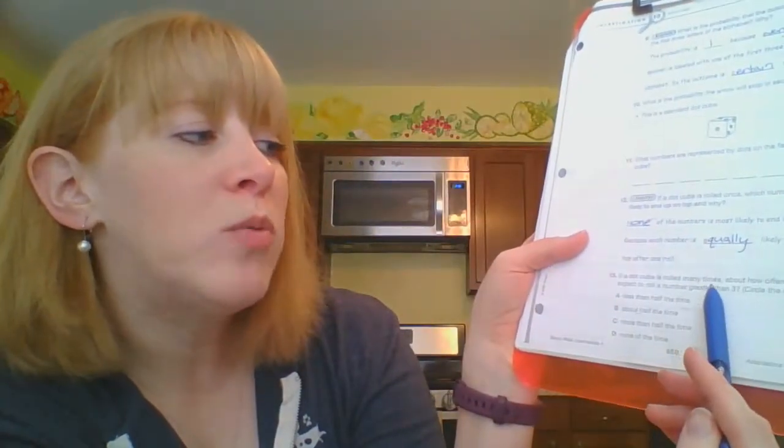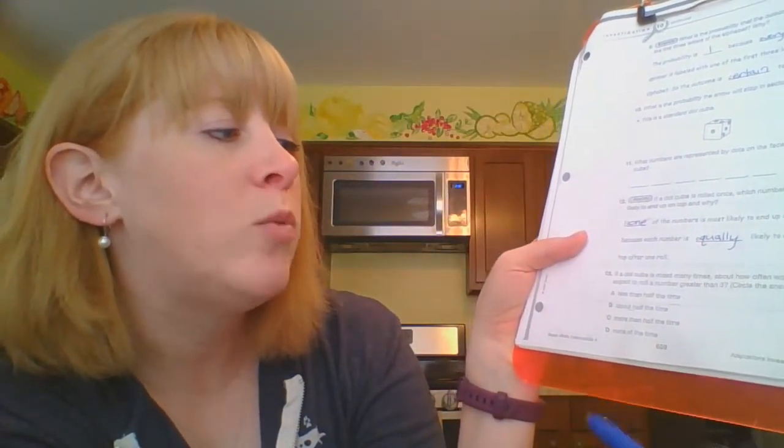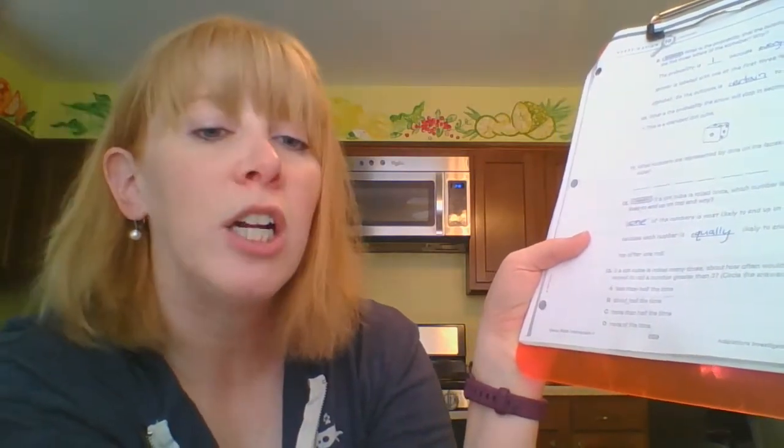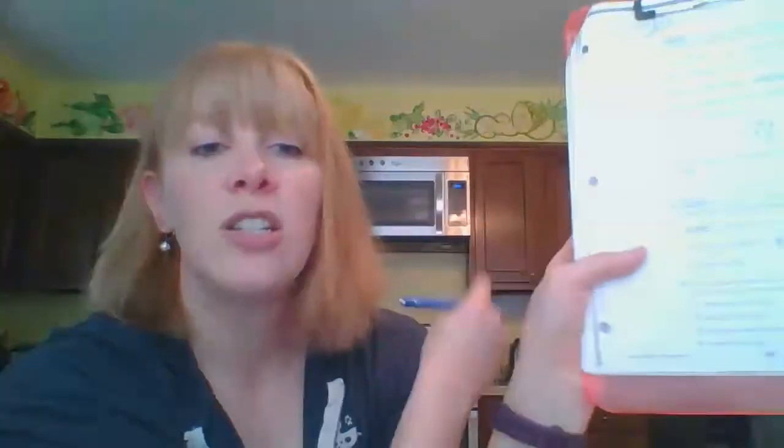If a dot cube is rolled many times, about how often would we expect to roll a number greater than 3? So remember, probability can be between 0 and 1. What are the numbers on a dot cube that are greater than 3? 4, 5, 6. So there are 3 numbers that are greater than 3, out of how many possible choices? How many sides are on a dot cube? 6. So there are 3 out of the 6 choices that are greater than the number 3.